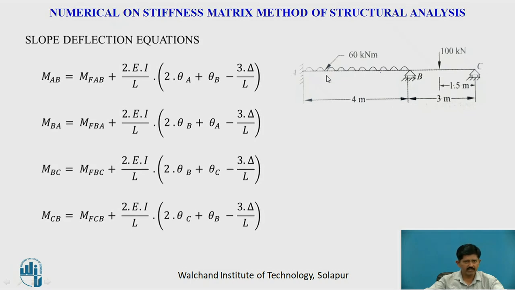That formula we have seen in the previous slide, and this delta will exist if there is a sinking of any support. Likewise MBA is equal to MFBA plus twice EI upon L1 into bracket twice theta B plus theta A minus 3 delta upon L. Here we have to understand that if we are considering moment about A, then theta A will be twice, and if we consider the BA moment, twice theta B will be there. So you have to keep that in mind.